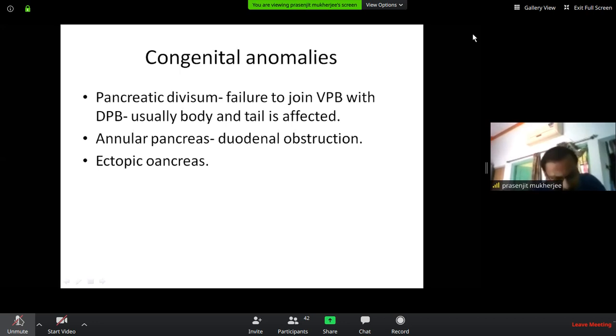Ectopic pancreas: we all know about Meckel's diverticulum. Sometimes Meckel's diverticulitis develops due to the presence of ectopic pancreatic tissue in the Meckel's diverticulum. Sometimes ectopic pancreatic tissue may be present in any part of the intestine, but it is most commonly seen in Meckel's diverticulum.